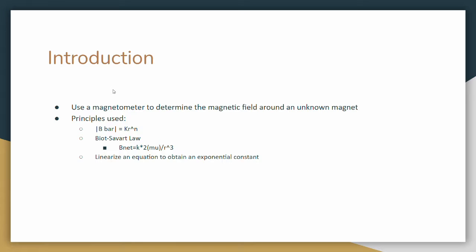The first being that the net magnetic field of the bar is going to be equal to some constant times the distance the magnet is away to some power. In this case, the power should be close to or around 3, as this is what corresponds to the Biot-Savart law, which we also used in this lab.